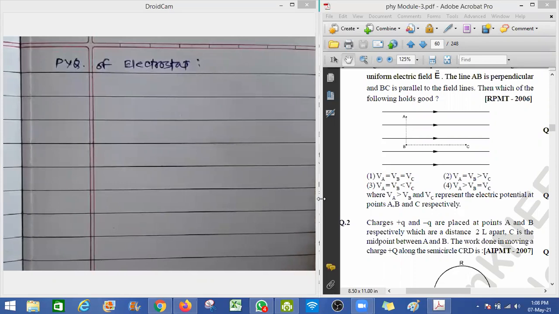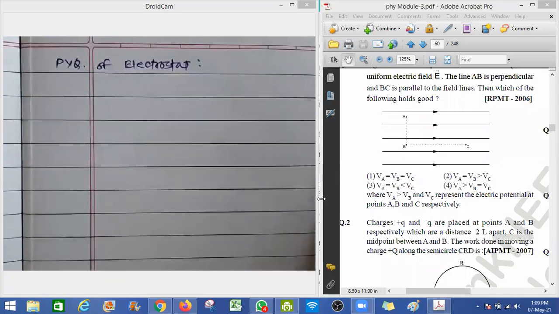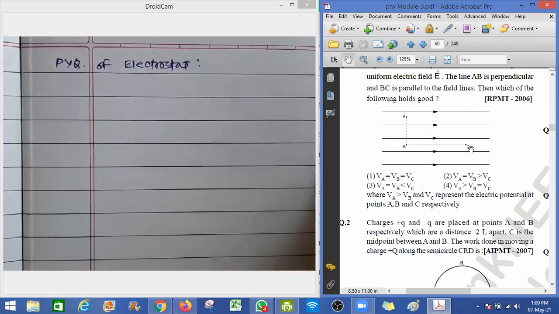No one answering. Option 1, 2, 3, 4. Yes, it is option number 2. Why? B is higher potential, C is lower potential. Only one option is saying that B higher potential, C lower potential. All other options, nowhere they have included that B higher and C lower.